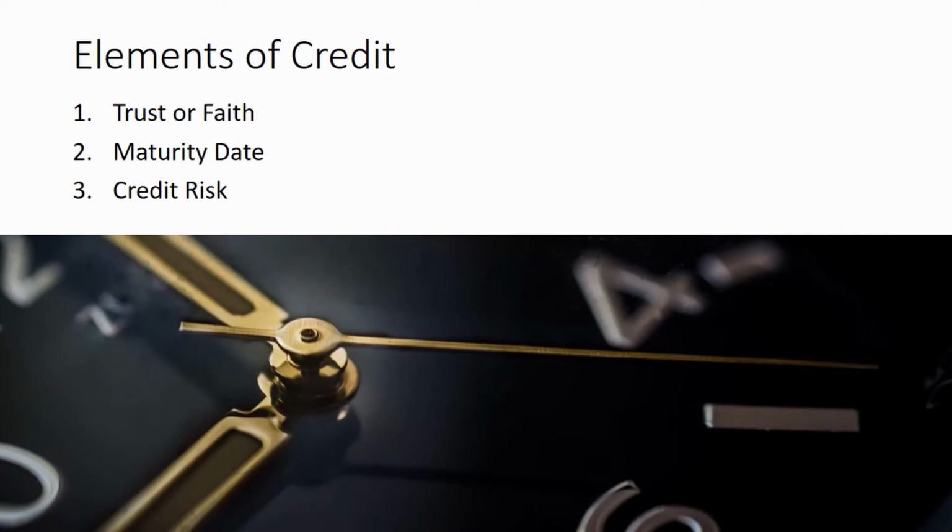The elements of credit are trust or faith, maturity date, and credit risk. Trust or faith. Trust is fundamental to credit markets. Lenders must believe they will get their money back. The lender must put his trust on the borrower, while the borrower must prove his trustworthiness.